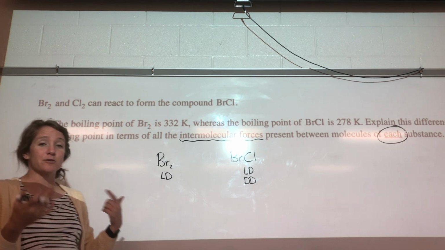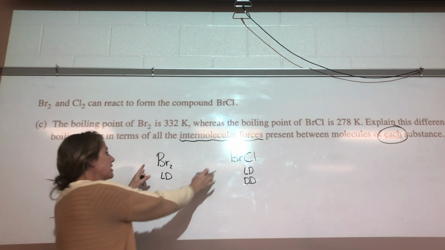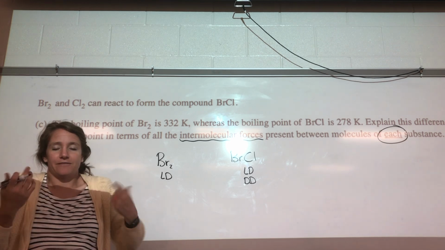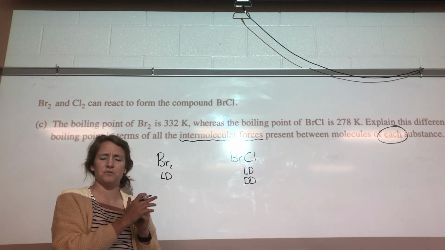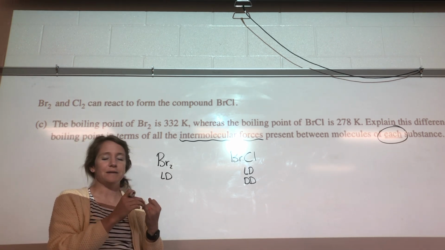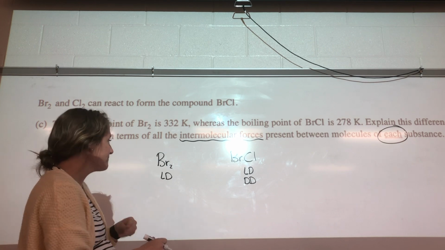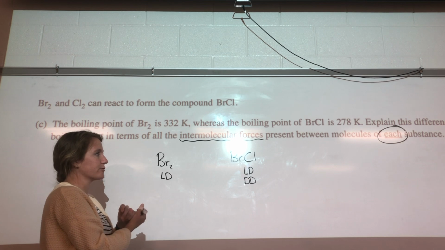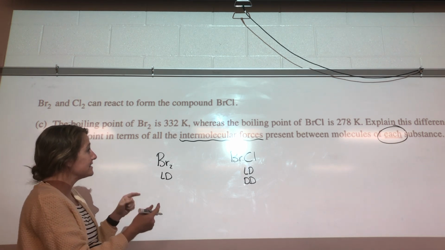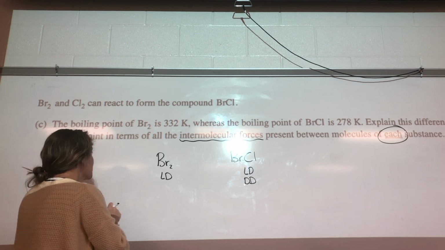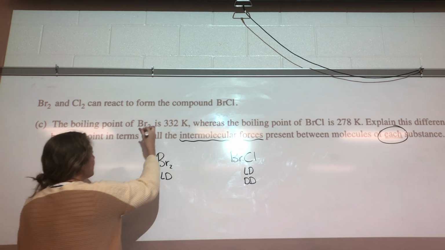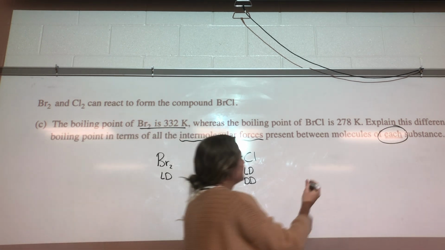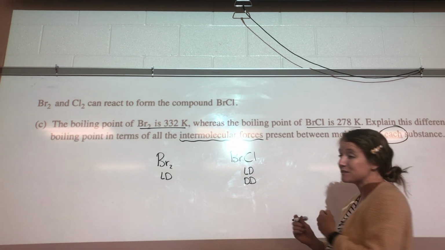And then the last type of force is hydrogen bonding, which neither of these have, obviously because they don't have a hydrogen, and we reviewed those in question 1, meaning they have to have an N, O, or F. All right, so that's what I would do first, in my scratch work, identify these forces. Then we're trying to link these forces to their boiling points. So the information they give us is that Br2 is at 332 and BrCl is at 278.